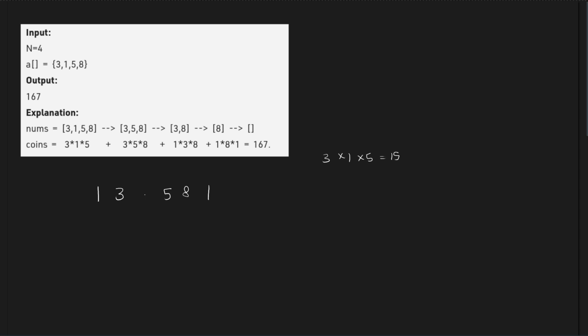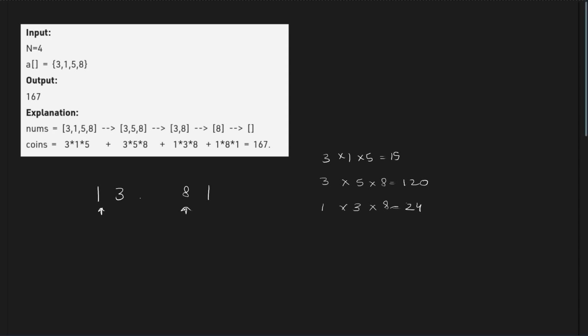Now if we remove it, this will be removed. They say the next number we have to remove is 5, so a[i-1] is this, a[i+1] is this. The product will be 3 into 5 into 8, that is 120. Now I remove this 5. The next number that we have to remove is 3. If you remove 3, then a[i-1] is this, a[i+1] is this. This will be 1 into 3 into 8, which is 24.